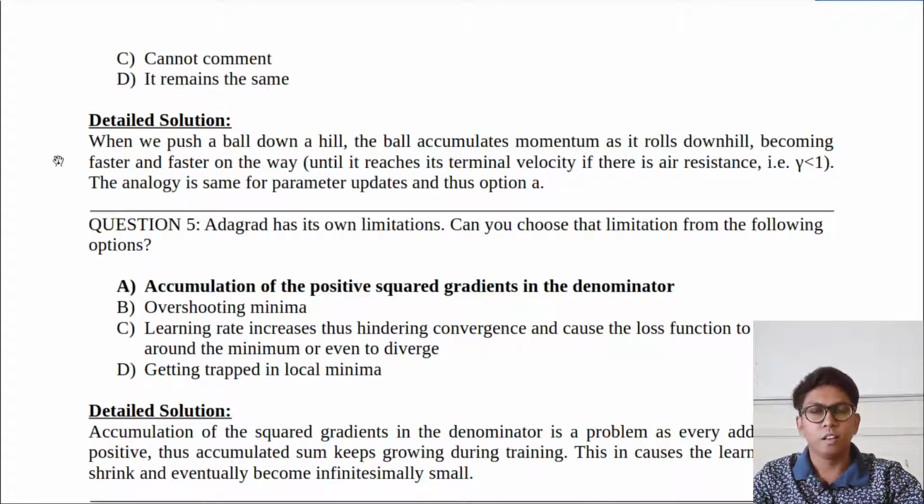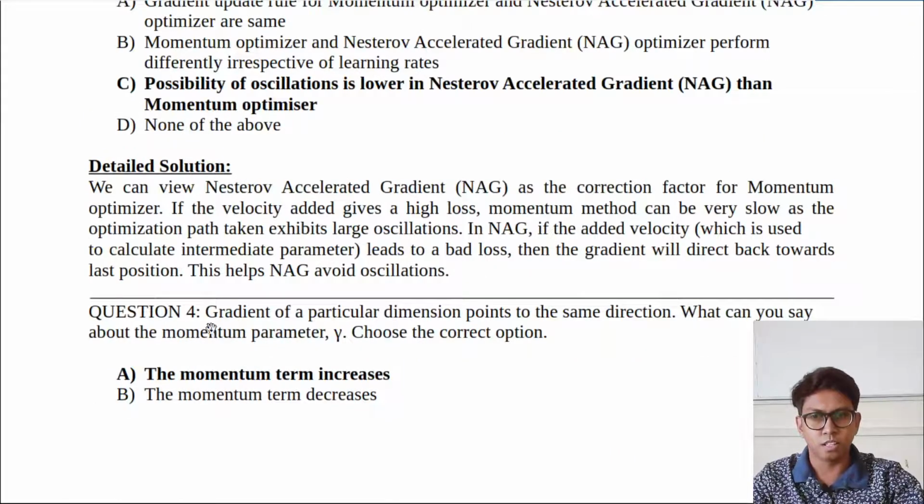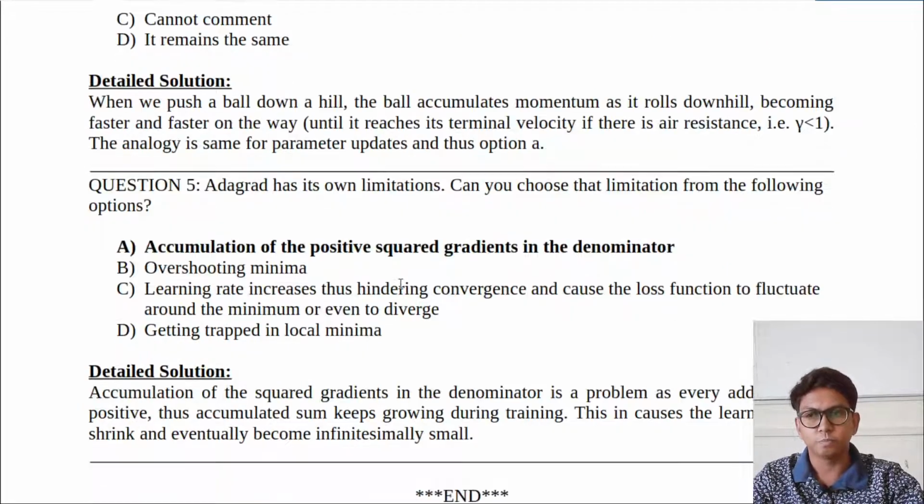Let's see why. Let's take an example. When we push a ball down a hill, the ball accumulates momentum as it rolls down. It gets faster and faster as it goes downhill, until it reaches its terminal velocity if there is air resistance, that is, gamma less than 1. The analogy is the same for the parameter updates, and thus option A is correct. That is, whenever the gradient is in the same direction, the momentum term increases.